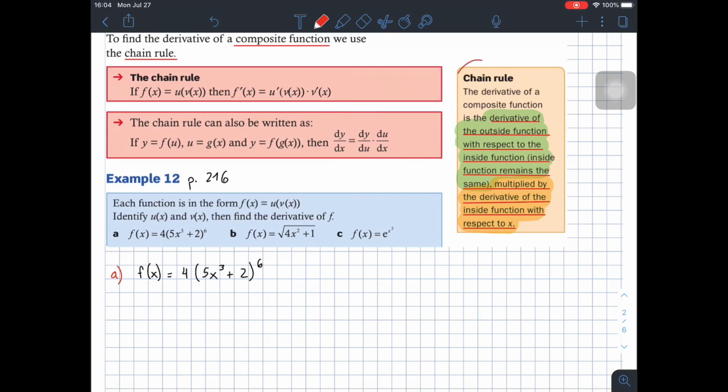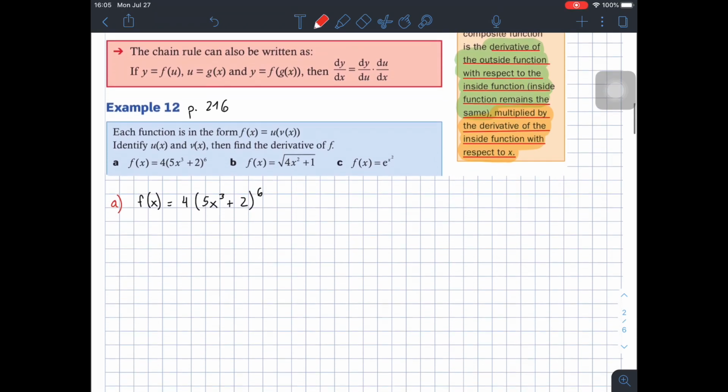Okay, here you have in words what you have to do when you apply the chain rule. It says, the derivative of a composite function is the derivative of the outside function with respect to the inside function, and in parentheses it says, the inside function remains the same, multiplied by the derivative of the inside function with respect to x. If you understand this correctly, then you see that the chain rule is not that difficult. Okay, so let's see some examples.